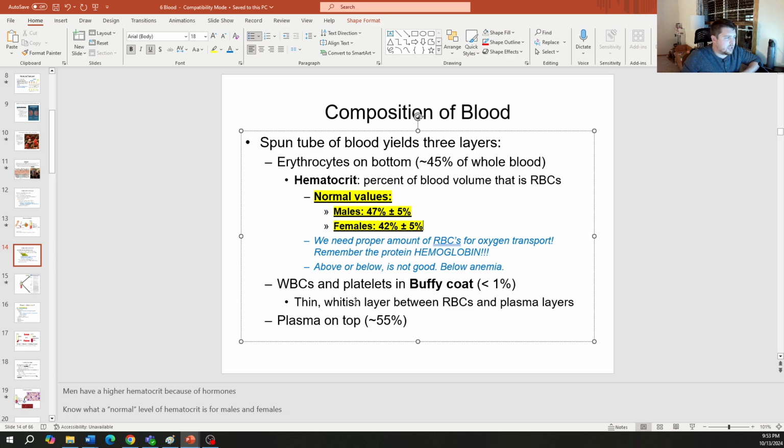White blood cells and platelets are found in what is called the buffy coat. And then finally that plasma is 55%. So think about 45% of our blood are the red blood cells, 55% is the plasma, and then a little less than 1% is the buffy coat.